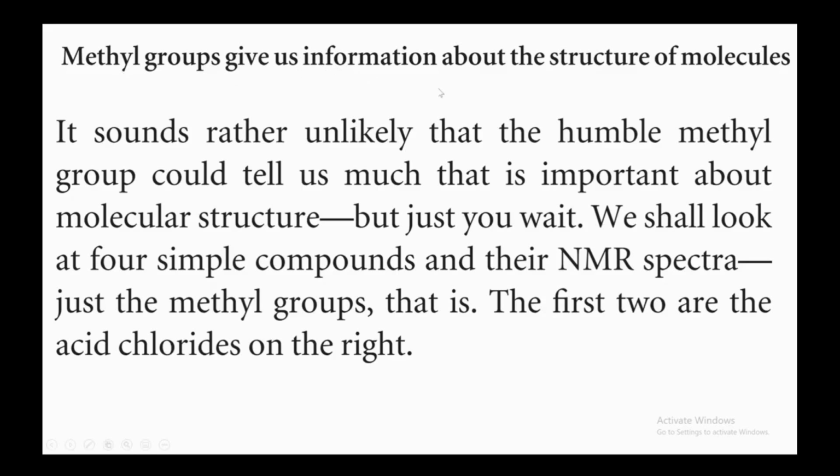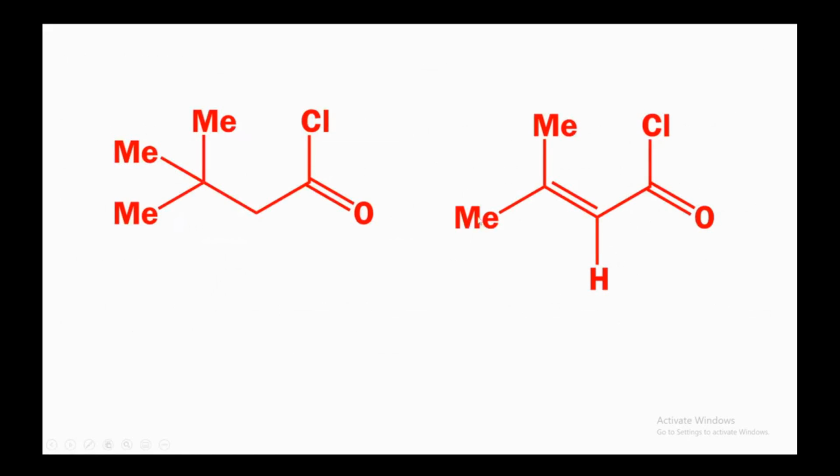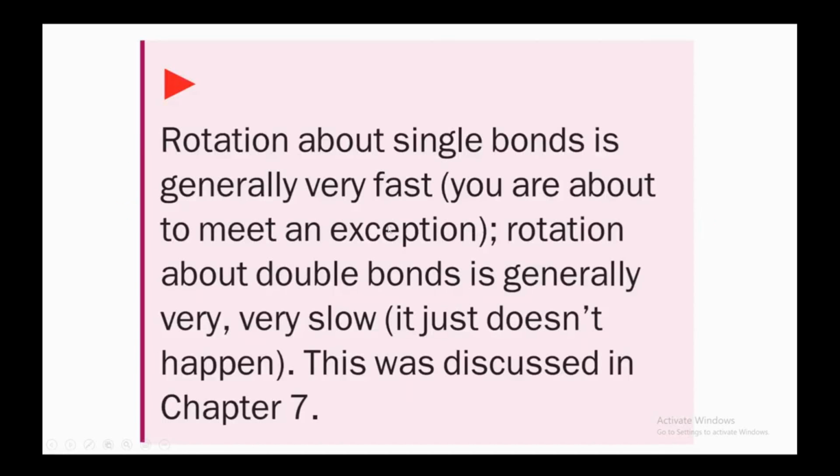Methyl groups gave us information about the structure of molecules. It sounds rather unlikely that the humble methyl group could tell us much that is important about molecular structure, but just you wait. We shall look at four simple compounds and their NMR spectra, just the methyl groups, that is. The first two are the acid chlorides on the right. One contains three methyl groups and the other contains two methyl groups.